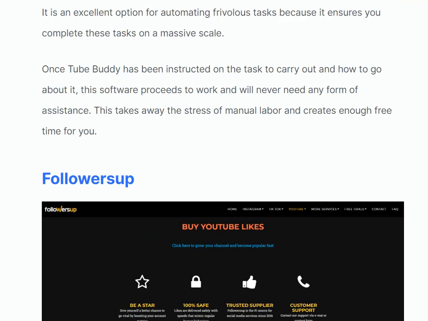Once TubeBuddy has been instructed on the task to carry out and how to go about it, this software proceeds to work and will never need any form of assistance.